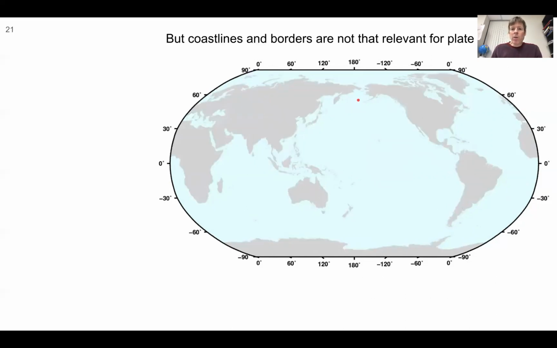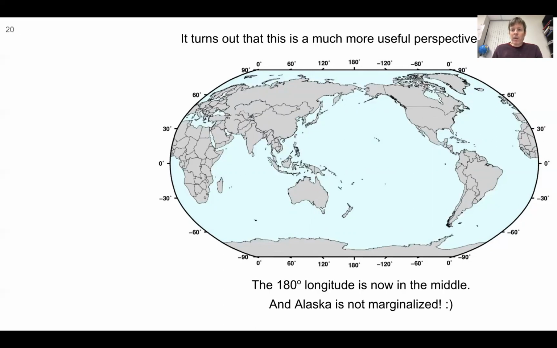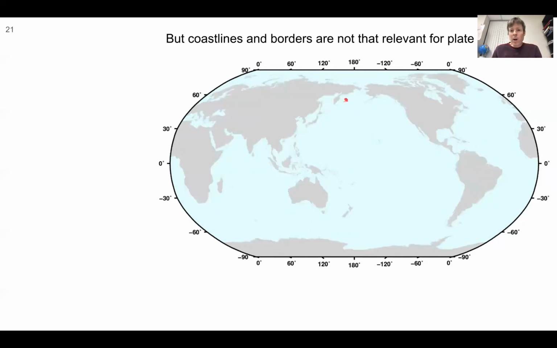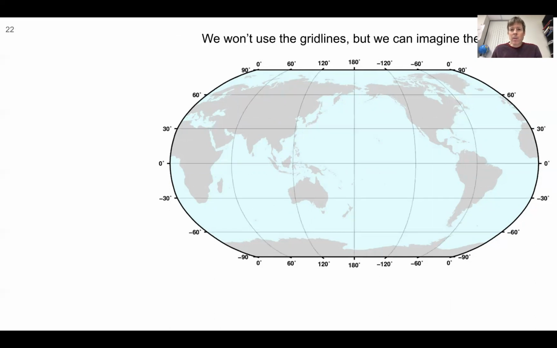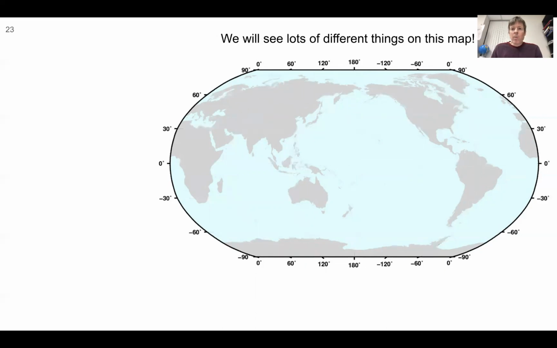And coastlines and borders are not that relevant for plate tectonics. So, here's coastlines and borders. Well, this is probably giving us a pretty good idea of where things are. We're going to be more interested in other kinds of boundaries. We won't use these grid lines, but we can imagine them there if we need them. In terms of finding places with longitude and latitude, we can think of there being a grid like you might find on graph paper with X and Y coordinates. We will see lots of different things on this map.